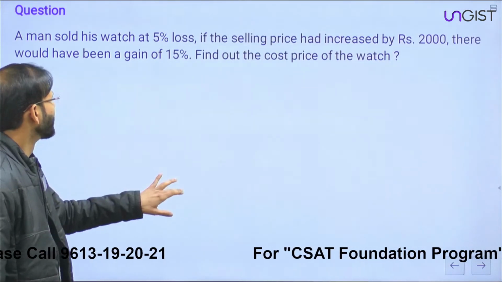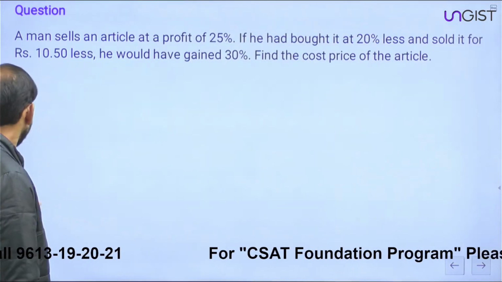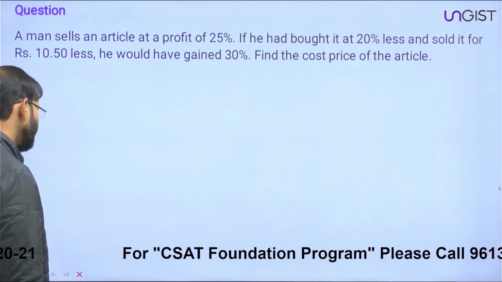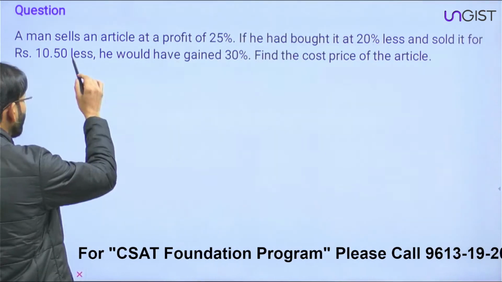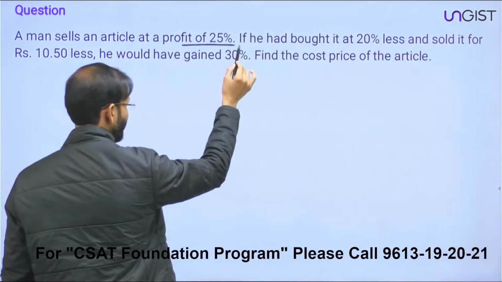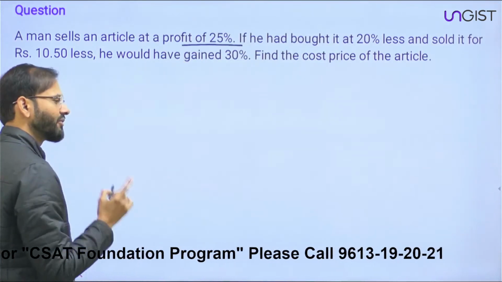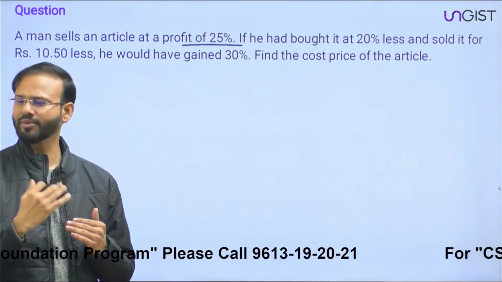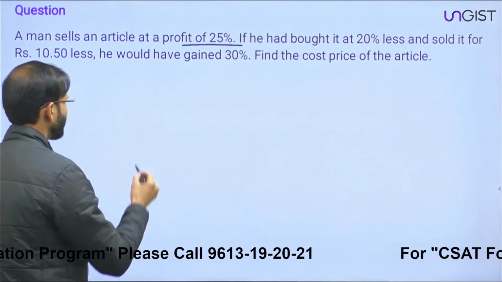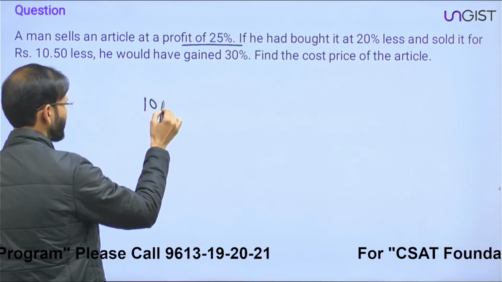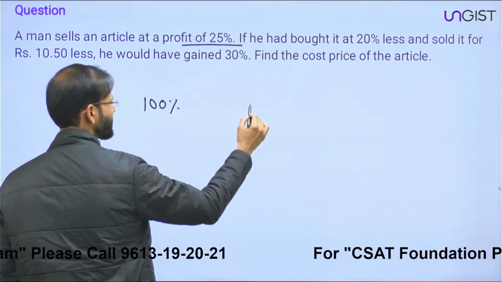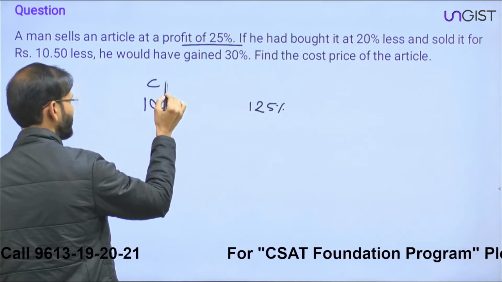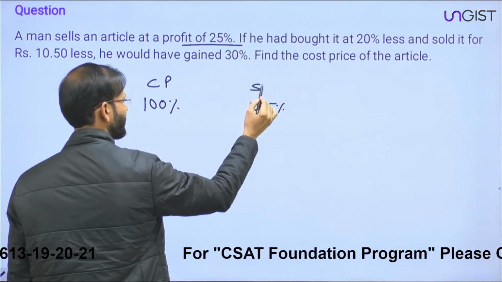चलिए सर, नेक्स्ट क्वेश्चन देखिए. क्वेश्चन इज सेइंग व्हाट? गाइस, इसको जरा अच्छे से रीड करिएगा, एंड दिस इज अ गुड क्वेश्चन ऑल्सो. जस्ट रीड द क्वेश्चन. अ मैन सेल्स एन आर्टिकल एट अ प्रॉफिट ऑफ 25%. देखिए 25% सेल आउट करने का मतलब ये हुआ कि आप जितने का लाए थे आपने उसका 125% पे सेल आउट कर दिया, राइट? सो सपोज दैट आपका CP 100% है, तो आपका SP 125% है, राइट? दिस इज योर CP एंड दिस इज योर SP.